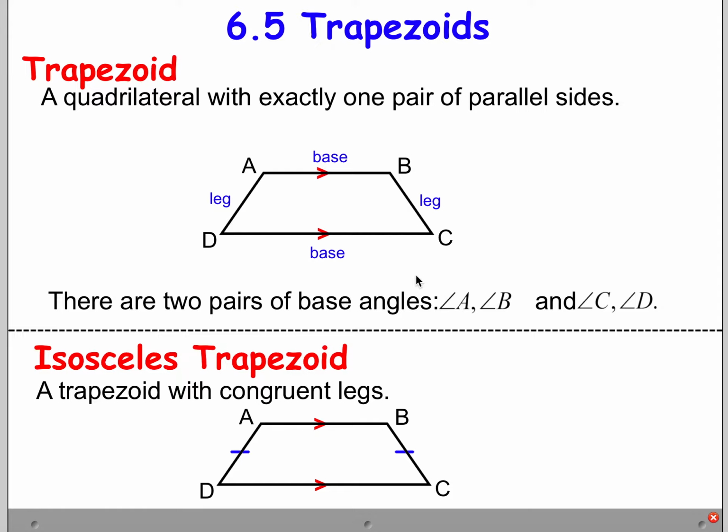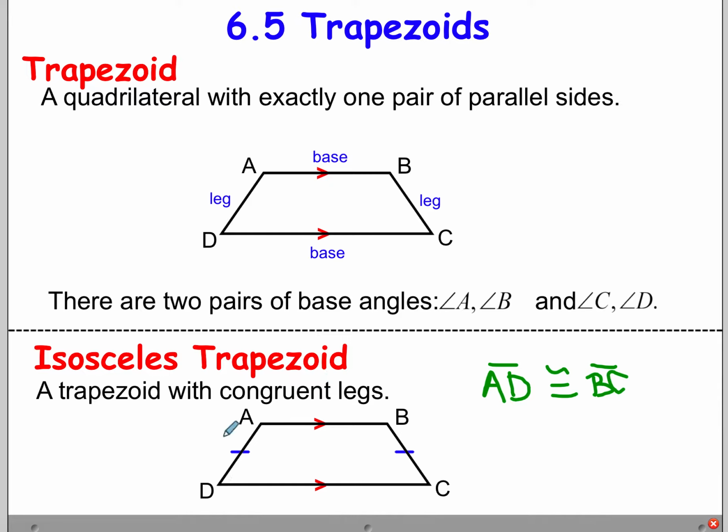It's possible to have a trapezoid that does not have congruent legs, but if the legs are congruent, if AD here is congruent to BC, then we call this an isosceles trapezoid. So this would be an isosceles trapezoid.